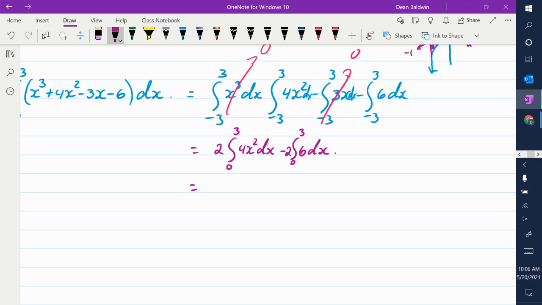These I can actually combine instead of doing them separately. So I can just go, okay, that's going to be the integral from 0 to 3 of 4x squared minus 6. And then I can just integrate that. So go. You can do that, please. This is the last question.